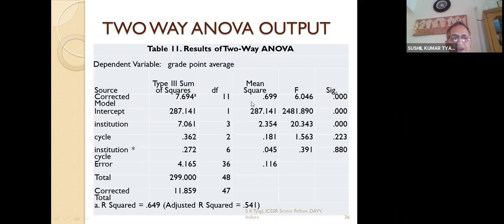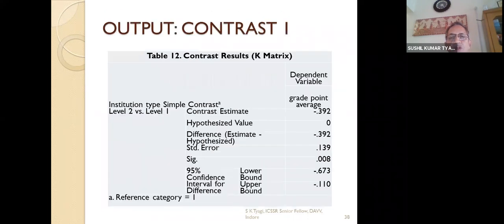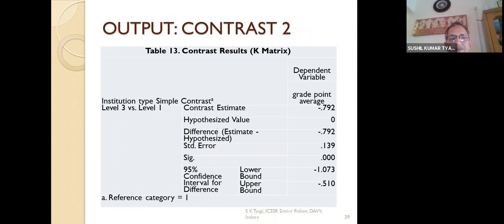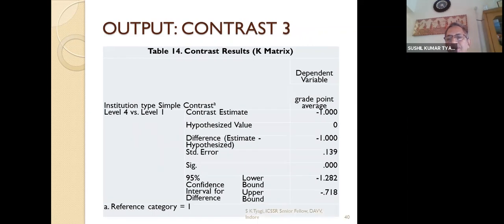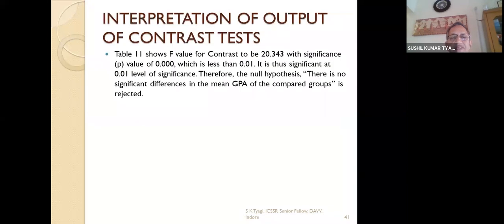This is the result of two-way ANOVA, which we have seen. This is the contrast test result main. So, okay, I have included this table also. This is the contrast test K matrix. Level 2 versus level 1, level 3 versus level 1, level 4 versus level 1. And interpretation of the contrast test.